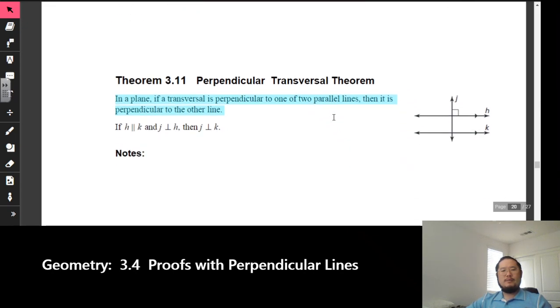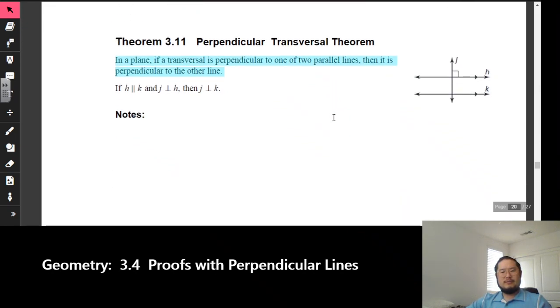Next up, we have the perpendicular transversal theorem. In a plane, if a transversal is perpendicular to one of two parallel lines, then it is perpendicular to the other. So if I have two lines that are parallel, H and K in the diagram, and I know for a fact that J is perpendicular to H, it must also be perpendicular to line K, because we have two parallel lines.